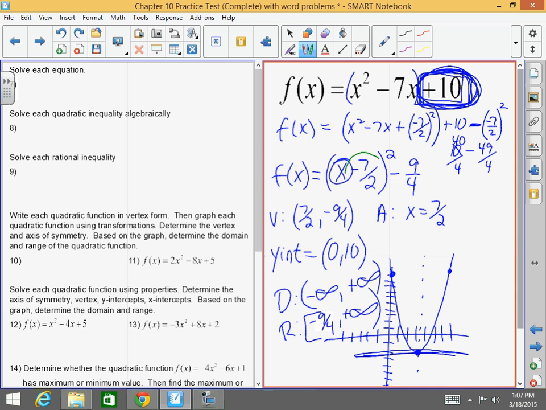Yes, the x is always the opposite in the vertex because the formula is x minus h. So it's always opposite. Thank you so much. Thank you. Good questions. Anything else here, boys?